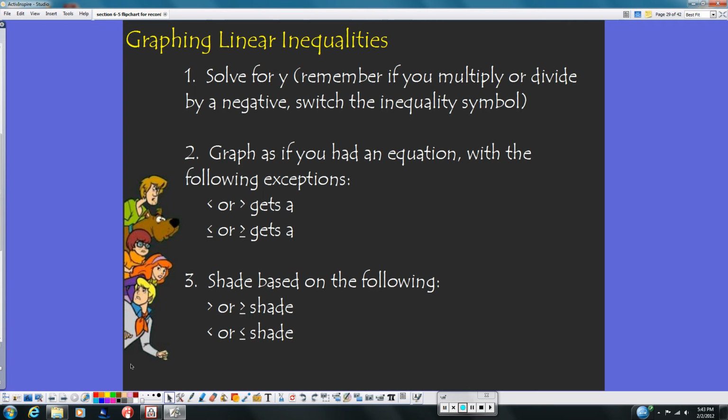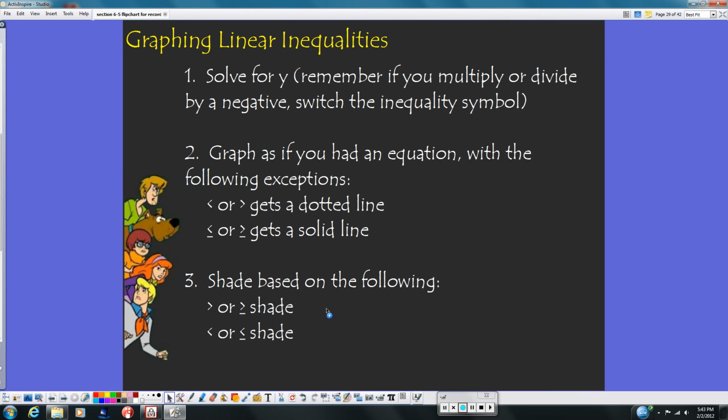Just a review of our steps. Again, first thing you want to do is solve for y, keeping in mind that if you multiply or divide by a negative, you have to reverse the inequality symbol. Greater than or less than gets what kind of a line? Hopefully you said dotted line. Less than or equal to or greater than or equal to gets a solid line.